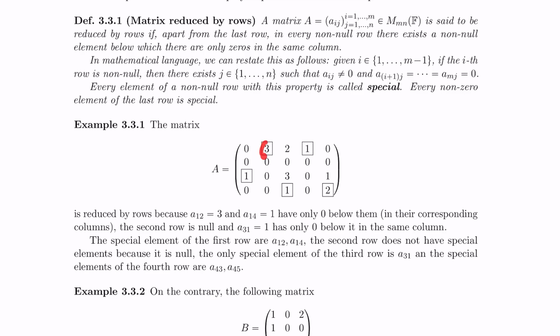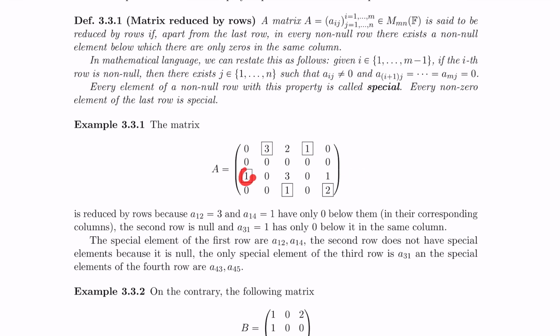We have that 3 and 1 have this property, as you can see here and here. The second row of A is null, and so we can forget about it. The third row of A is non-null, and we have to search for non-null entries under which there are only zeros.